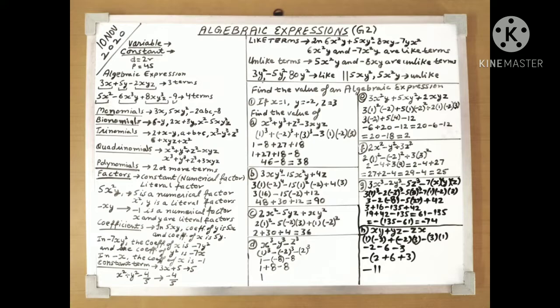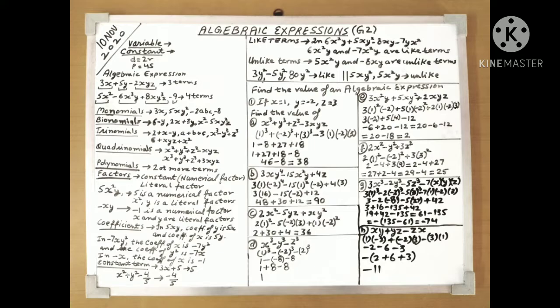Say for example, we have the expression 3x plus 5y minus 2xyz. It has three terms: 3x is a term, 5y is a term, and minus 2xyz is also a term. So this expression has three terms. If we see another one, 5x square minus 6x cube y plus 8xy cube z minus 9, this algebraic expression has four terms which are 5x square, minus 6x cube y, 8xy cube z and minus 9.